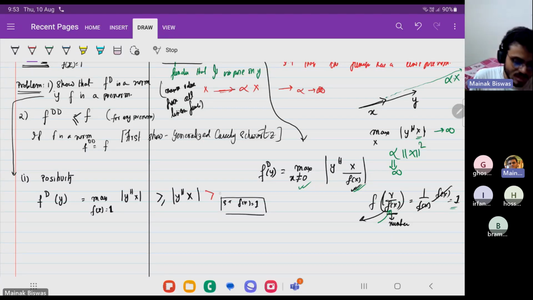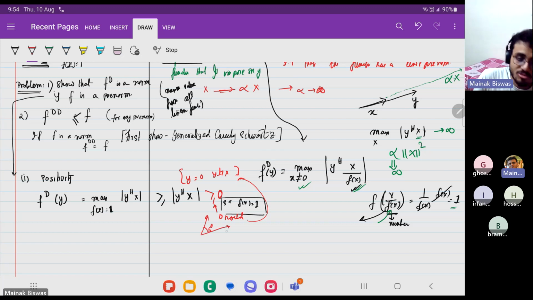So do you agree that this is greater than 0? I can always make a number greater than 0, because it will be 0 only if y equals 0 or y is perpendicular to x. Then 0 holds, only in this case. So I can always get a y which is at, say, a 5-degree angle, so the dot product will not be 0. Do you agree?